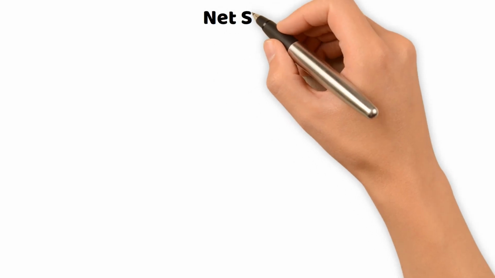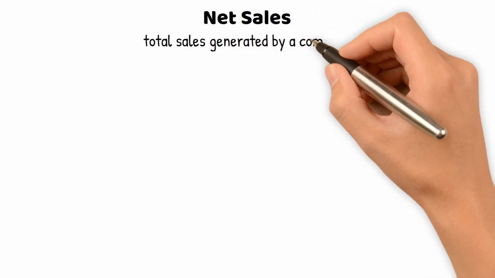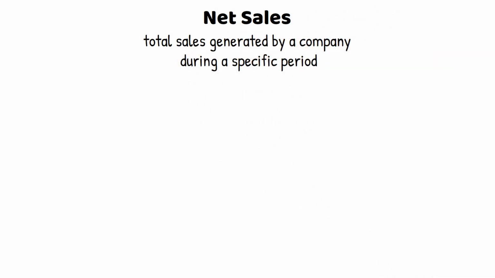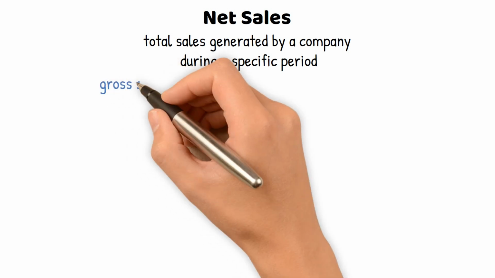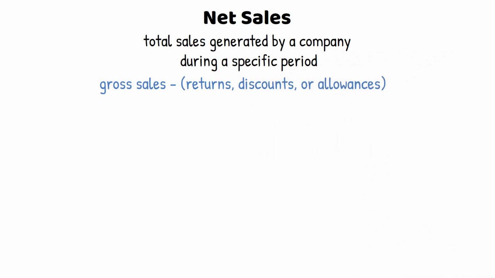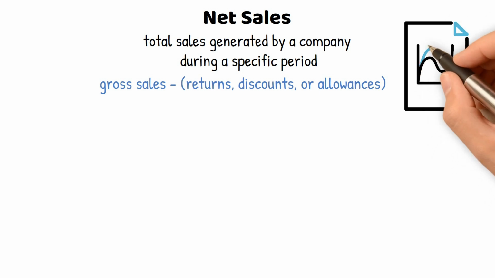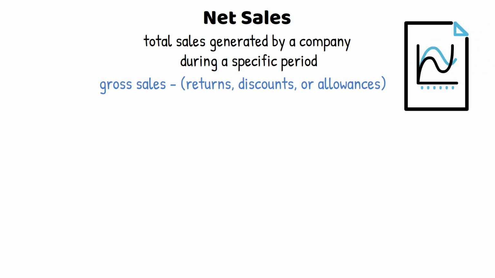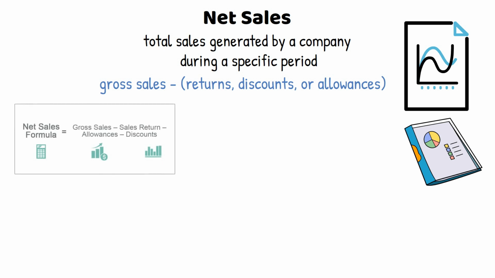Net sales. Net sales, also known as revenue or sales revenue, refers to the total sales generated by a company during a specific period, typically 1 year. It is calculated by subtracting any returns, discounts, or allowances from gross sales. Net sales are essential for businesses because they indicate the overall performance of the company and its ability to generate revenue. It is a critical metric in financial statements and reports, such as income statements, balance sheets, and cash flow statements.